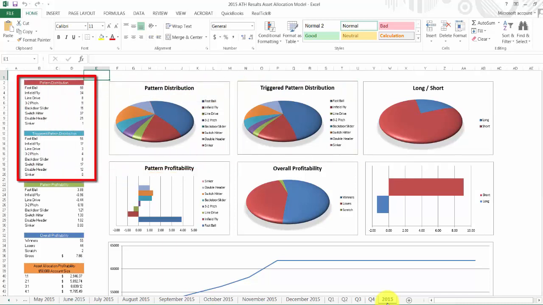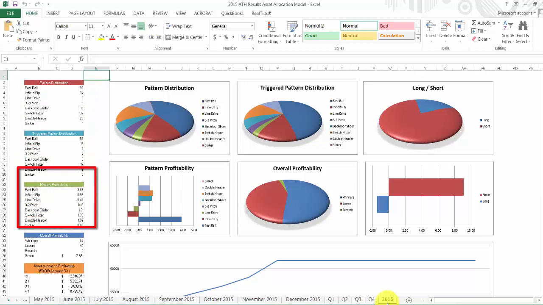So you had 98 fastball setups, 56 of them triggered. 34 infield fly setups, 17 of them triggered. 8 line drives, 3 triggered. 11 of the 3-2 pitch setups, 4 of them triggered. 15 backdoor sliders, that one triggered 8 times. 37 switch hitters, 17 triggers. 25 doubleheaders, 12 triggers, 1 sinker, no trigger.